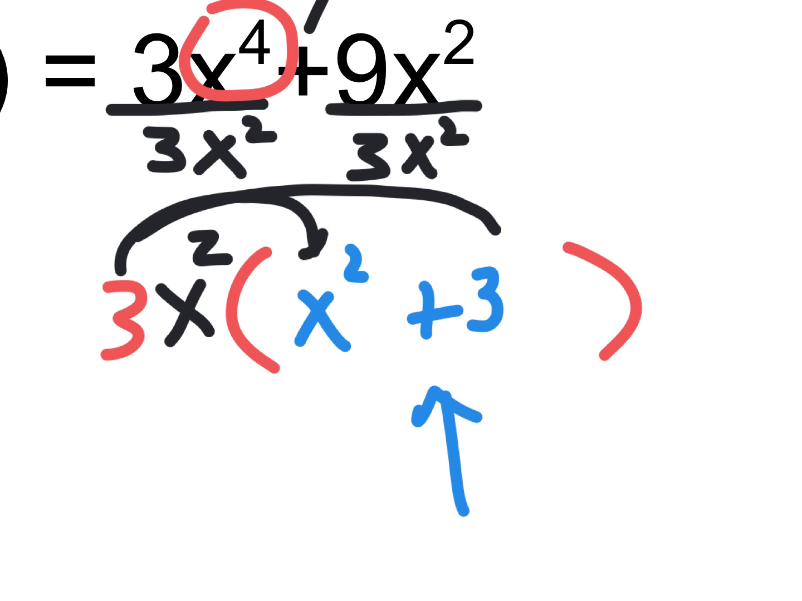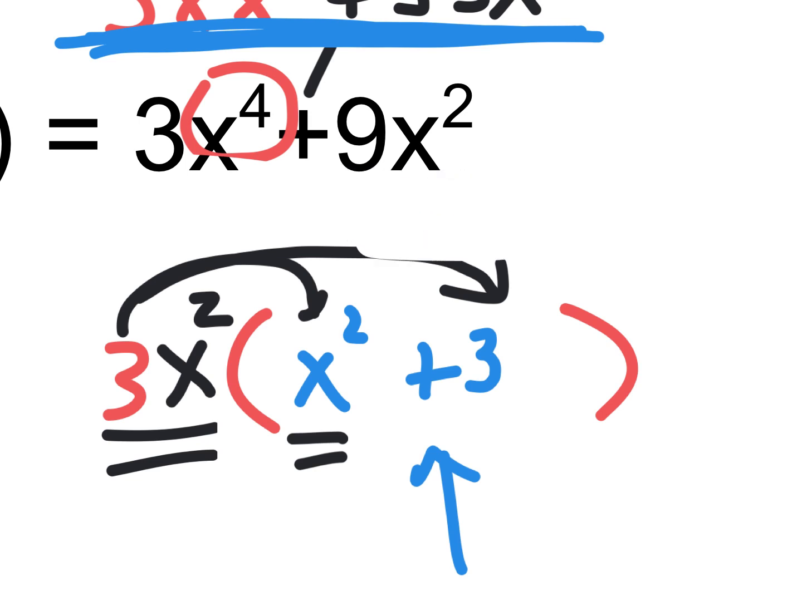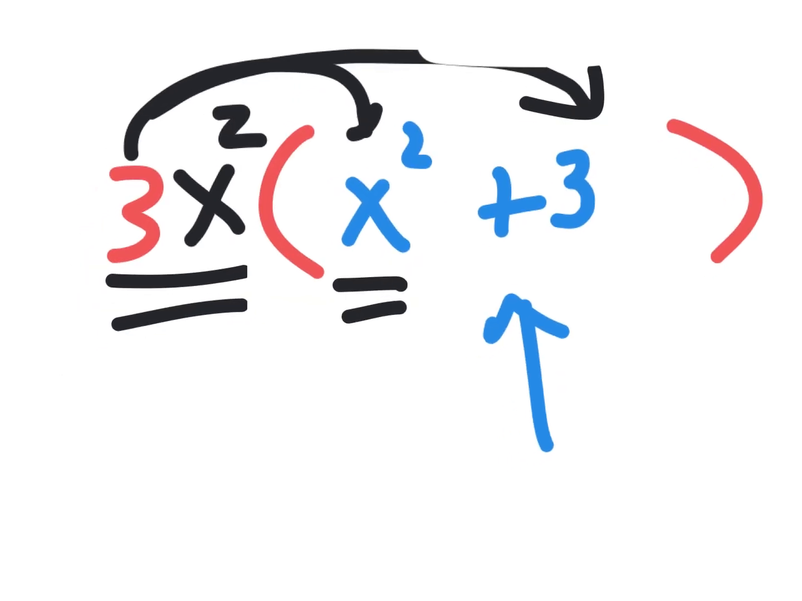All right, and how do I know it's right at the end? Because if you multiply it out, 3x squared times the x squared makes 3x to the fourth, and that was in the original problem here. And I multiply it out, and I get 3x squared times the 3 makes 9x squared, and so I know I'm right. Okay.